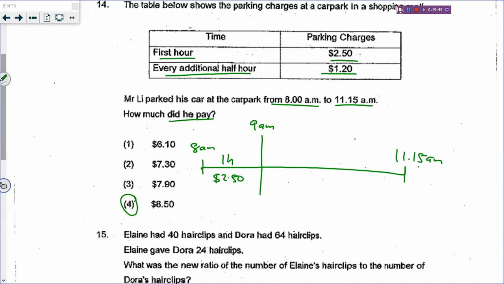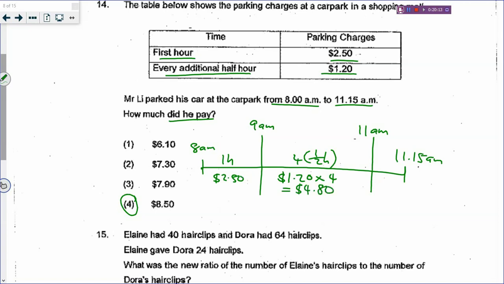Then every additional half an hour. So it's going to be a bit hard to count, right? From 9 to 11:15, how many half an hours is that? So don't worry, you just get the nearest hour, which is 11 a.m. So from 9 a.m. to 11, there will be 4 half an hours. How much is that? You take $1.20 and you times 4. So all the working is done on the line. And that will be $4.80.